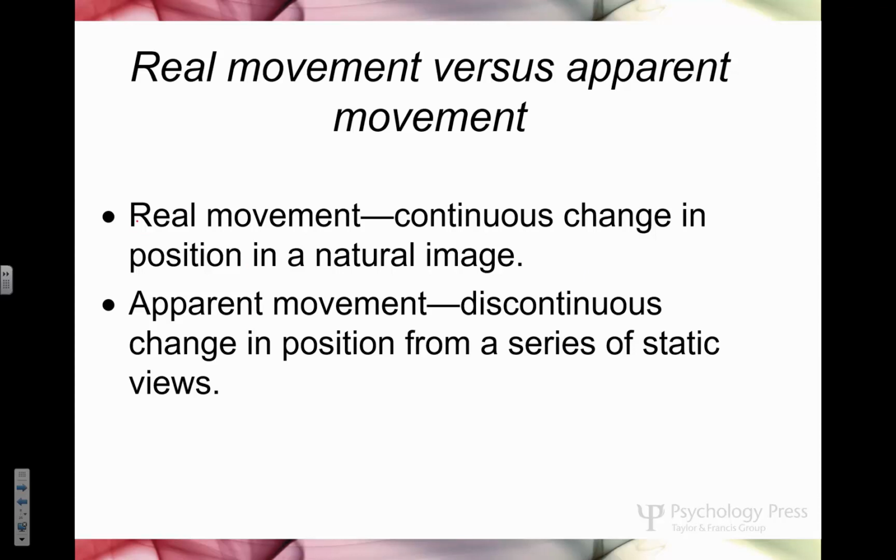All right, now we've got two other types of movement. One's called real movement and the other's called apparent movement. Real movement is just normal, continuous change in position in a natural image. What we mean by that is you're just looking out in the world and stuff is actually moving. Not a big deal. Apparent movement is change in position that is perceived from a series of static images.